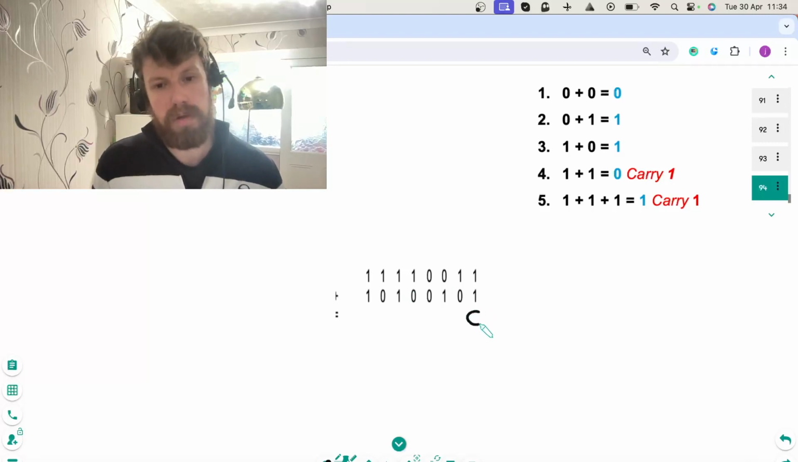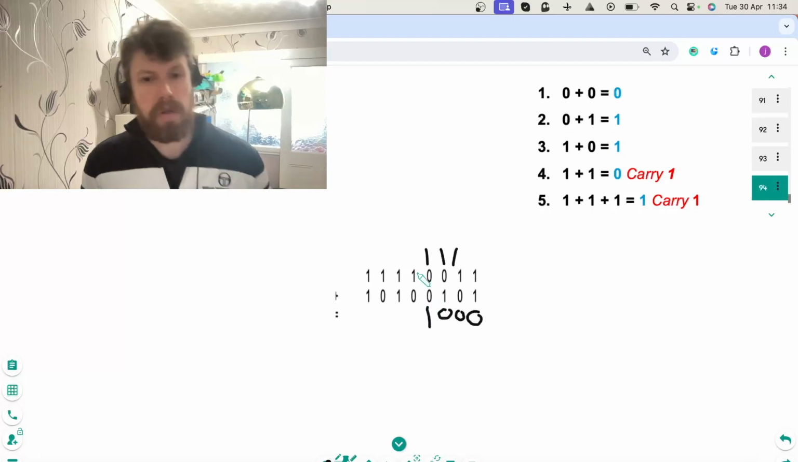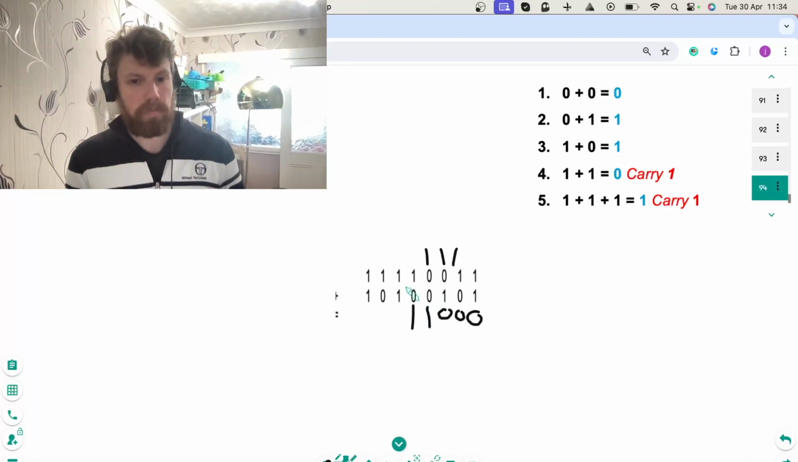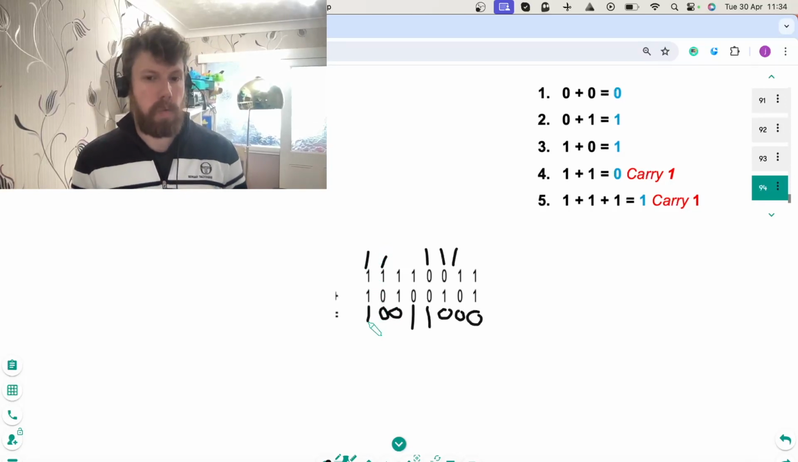So 0, carry the 1. 1 plus 1, 0, carry the 1. 1 plus 0 plus 1, so 2 1s there, so 0, carry the 1. 1 plus 0 plus 0, 1. 1 plus 0, 1. 1 plus 1, 0, carry the 1. 1 plus 1 is 0, carry the 1. 1 plus 1 plus 1 is 1, carry the 1.